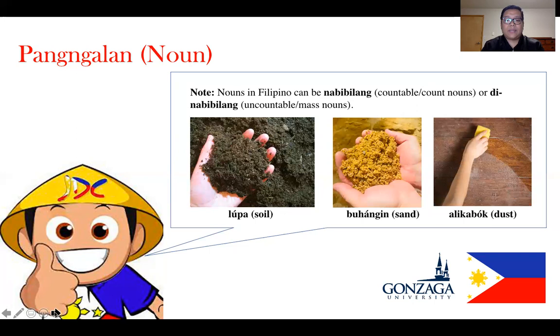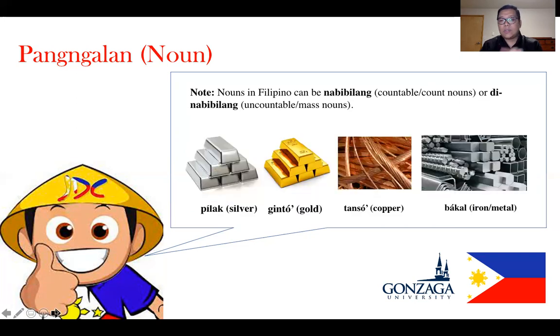Next one. Soil is lupa, lupa. If it's sand, you say buhangin. If it's dust, you say alikabok. Okay. Next one, let's go to other examples of mass nouns. Silver is pilak. Gold is ginto. Copper is tanso. And then iron or metal is bakal, bakal.